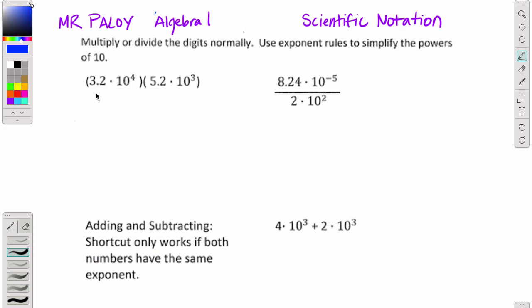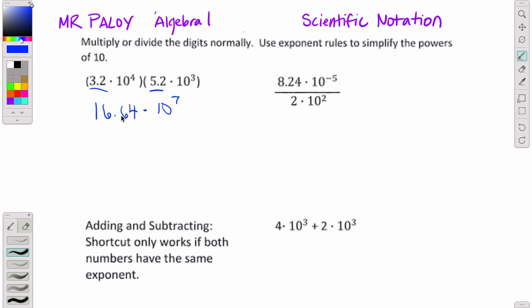So with our first problem, I have 3.2 and 5.2. I'm going to multiply both of those. That will give me 16.64. Totally okay to use a calculator on those. That's actually what I did. Then we're going to take our exponents and use our exponent rules of adding the 4 and the 3. So that's going to become times 10 to the 7th power.